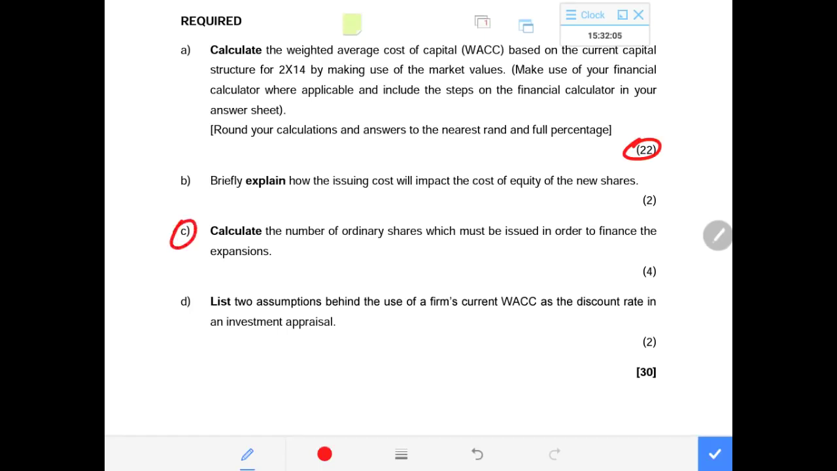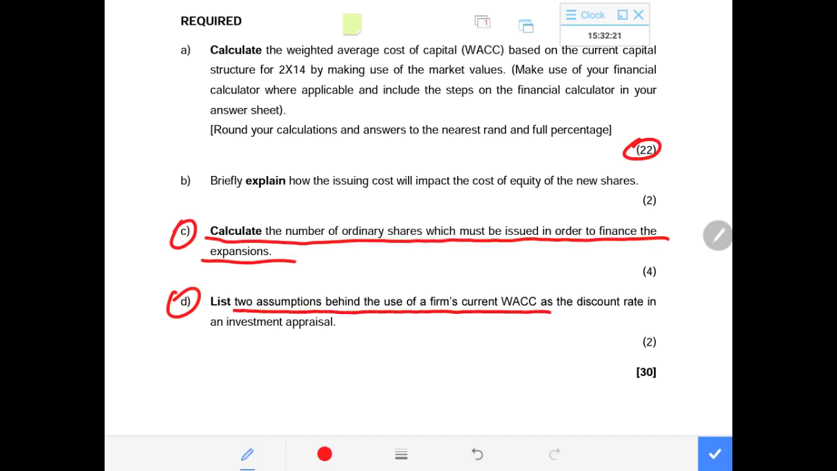Then number C says we must calculate the number of ordinary shares which must be issued in order to finance the expansion. And now question number D is also theory, where we must look at two assumptions behind the use of the weighted average cost as the discount rate in an investment appraisal. So you'll also go to that. I will not be explaining such theory questions. My main target is just the calculations.